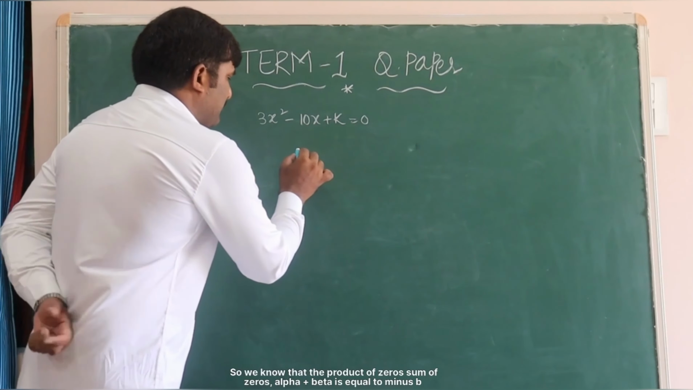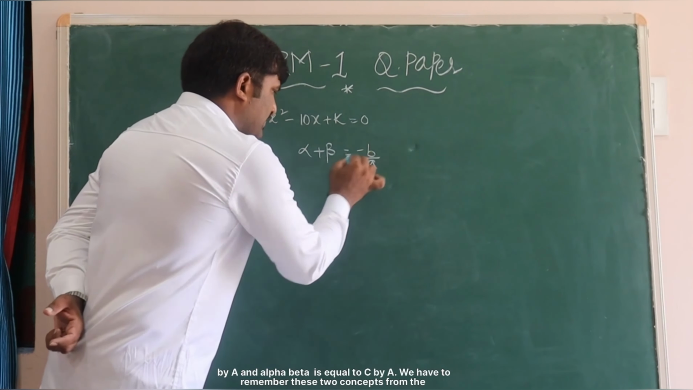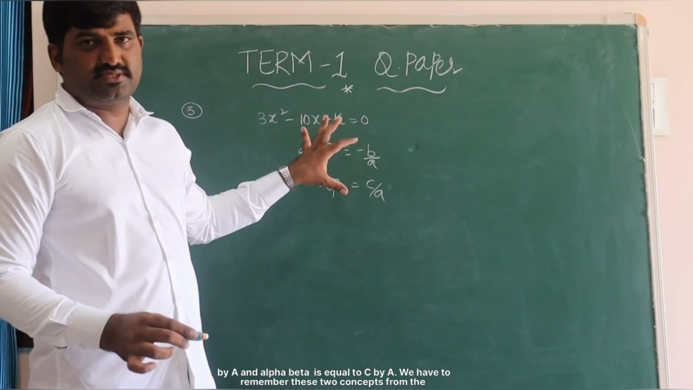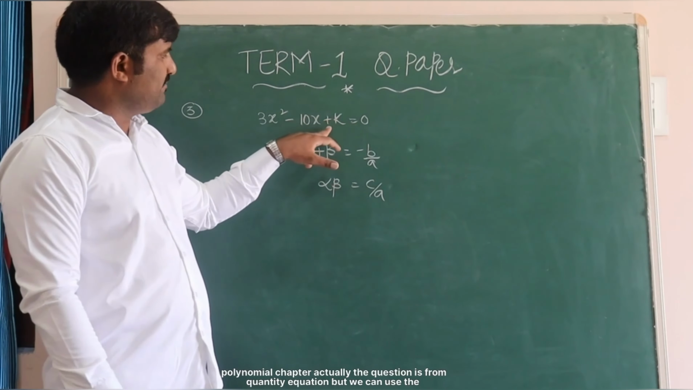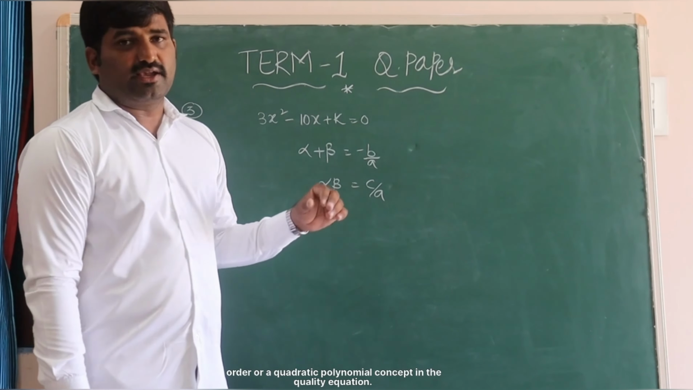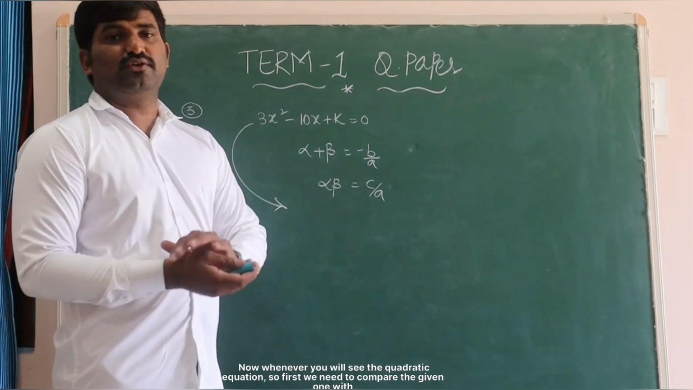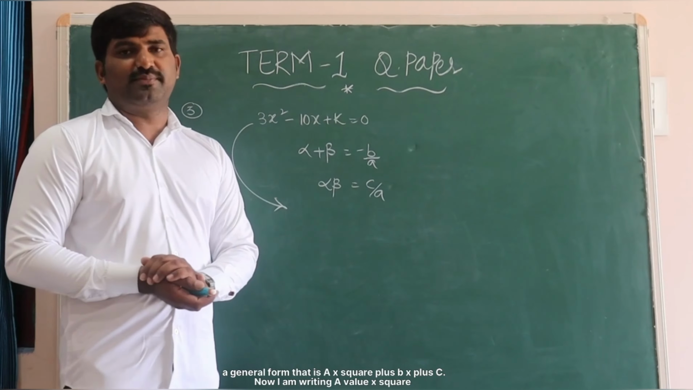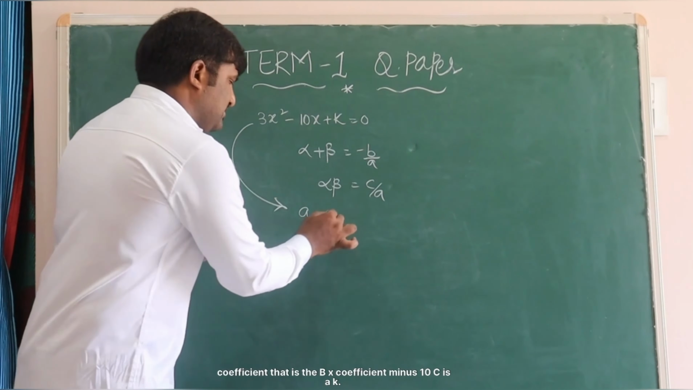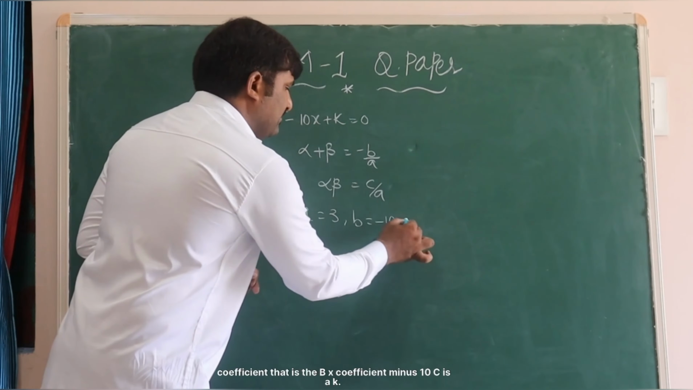So we know that the sum of zeros, alpha plus beta, is equal to minus b by a, and the product of zeros, alpha beta, is equal to c by a. We have to remember these two concepts from the polynomial chapter. Actually the question is from quadratic equation, but we can use the quadratic polynomial concepts in the quadratic equation. Whenever you see the quadratic equation, first we need to compare the given one with the general form, that is ax square plus bx plus c.